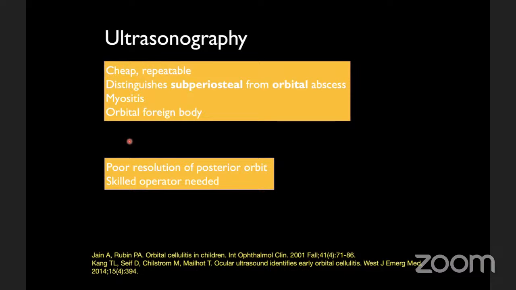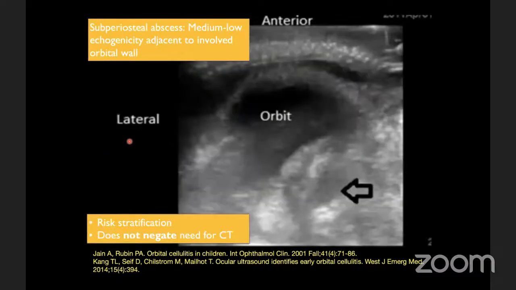But of course, the resolution when it comes to the posterior orbit would be very, very poor, and it would require a much steeper learning curve to pick that up in cases of absence of any CT or MRI availability. So this is an ultrasonography in a case of orbital cellulitis. You can see that this is the orbit, and the subperiosteal abscess would usually have medium to low echogenicity, and it would involve the area just adjacent to the orbital wall.